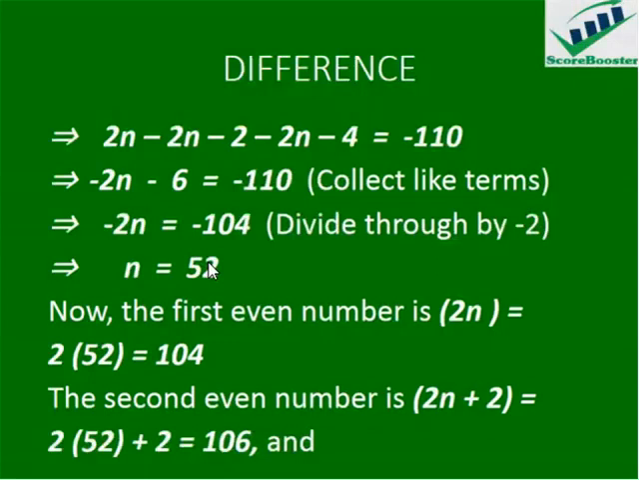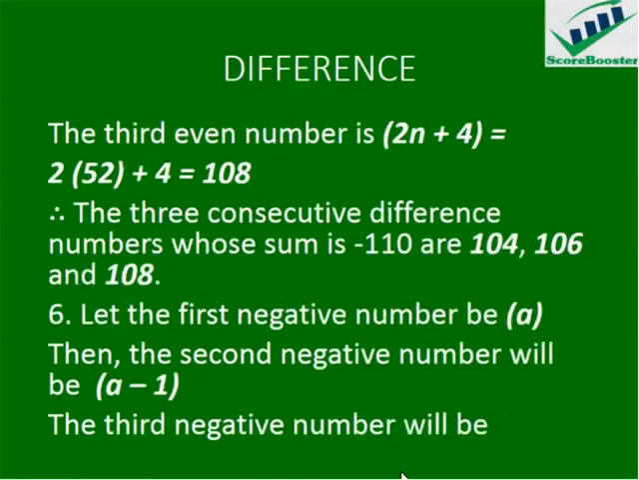So you plug in the value of n into the expressions for the even numbers, so that you can get a value for them. The first even number is what? 2n. That is 2 multiplied by 52, which is 104. The second even number is 2n plus 2, which is 2 multiplied by 52, 104 plus 2, 106. And the third even number is what? 2n plus 4, which is 2 multiplied by 52, 104 plus 4, 108. Therefore, the three consecutive even numbers.